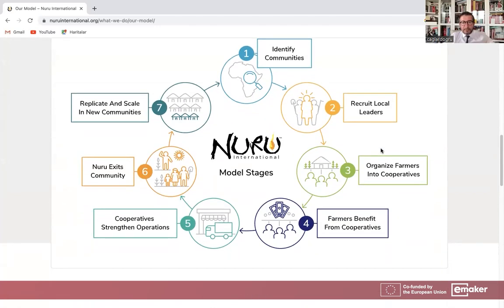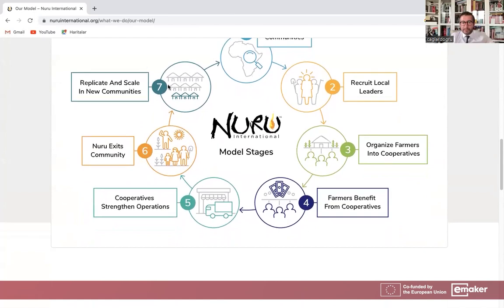It's not so complex here, but there is a diagram identifying communities. As you see, this is Africa. Recruit local leaders, organize farmers into cooperatives. Here, cooperatives are valuable assets for the system, I believe. And in the fourth step, you see farmers benefit from cooperatives, and cooperatives strengthen operations, and Nuru exits the community and replicates and scales in new communities.